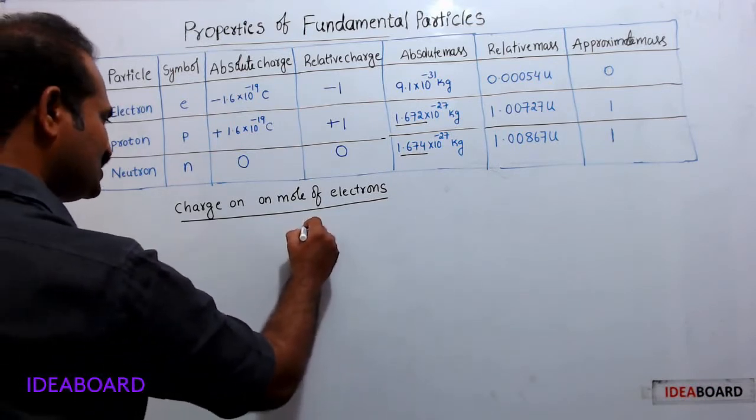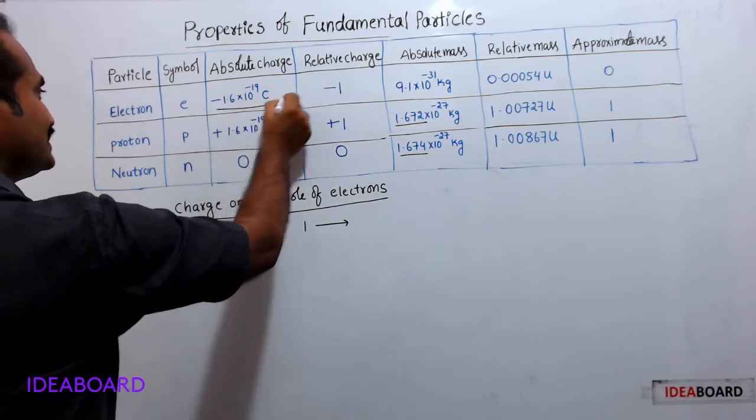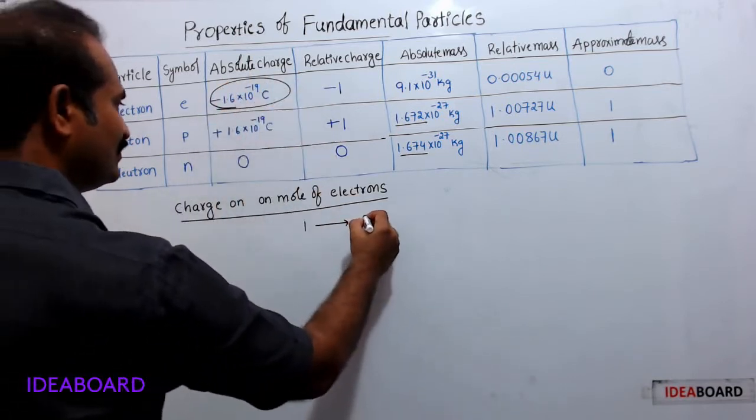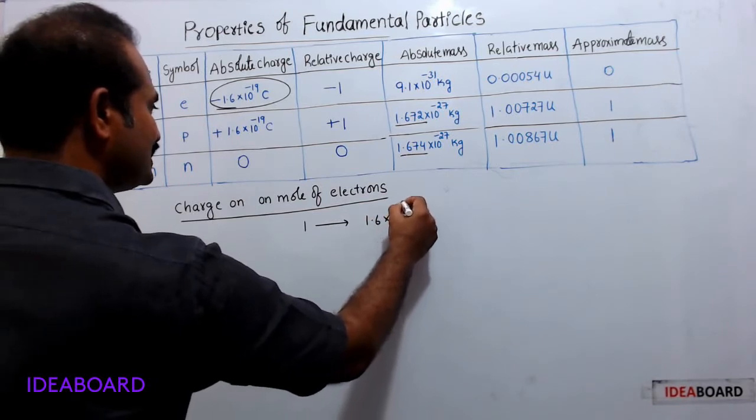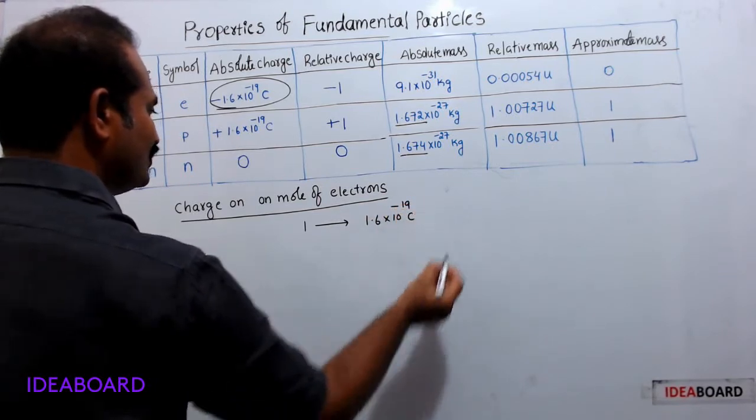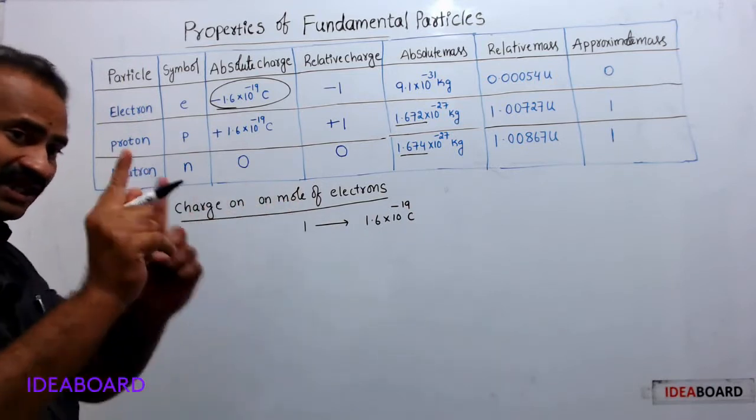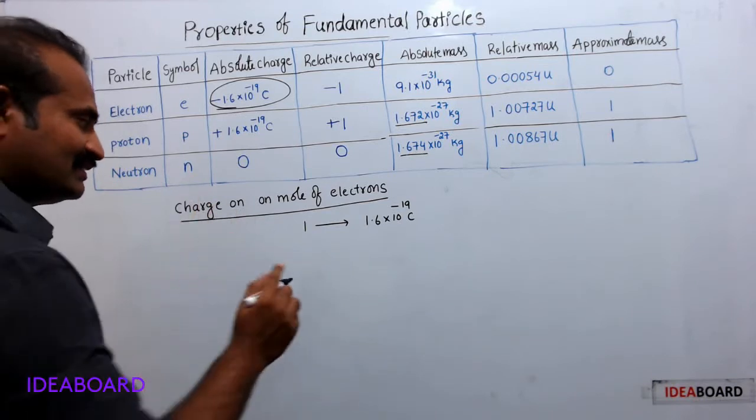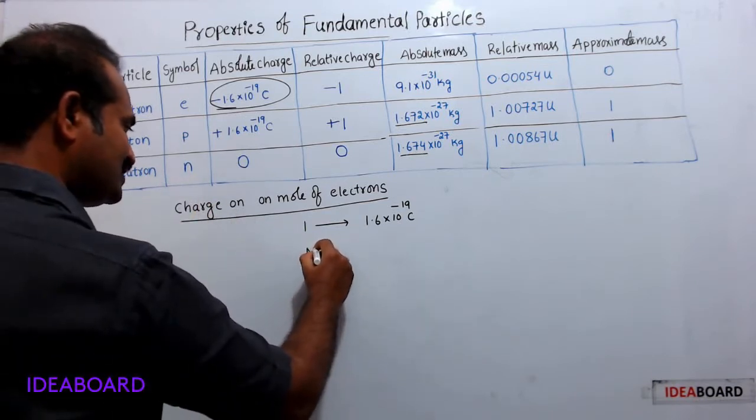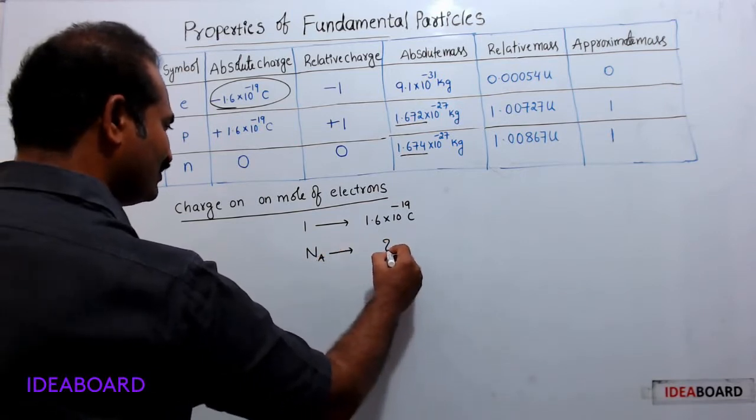We know the charge on 1 electron is 1.6 into 10 power minus 19 coulomb, without sign. This is the charge on 1 electron. But you need to find the charge on 1 mole of electrons. 1 mole means Avogadro number of electrons, which is denoted by Na. So charge on 1 mole of electrons.